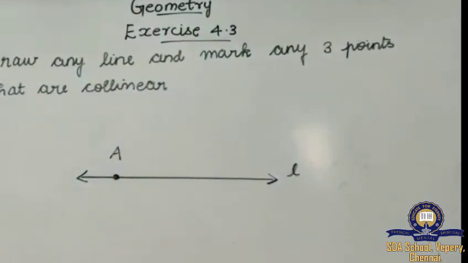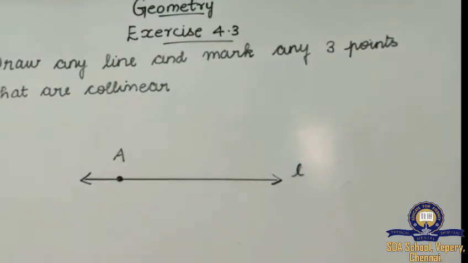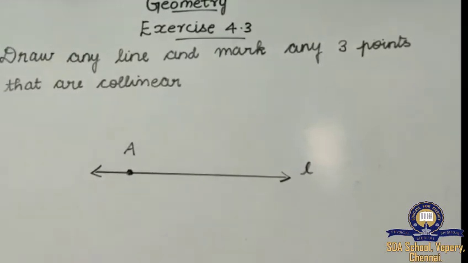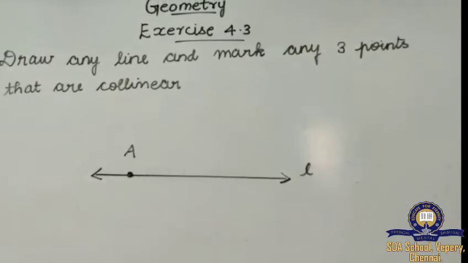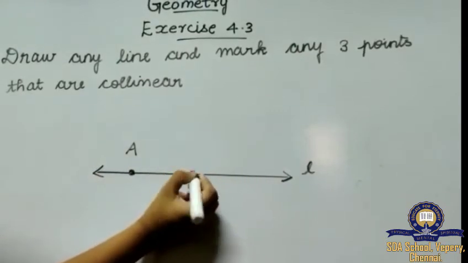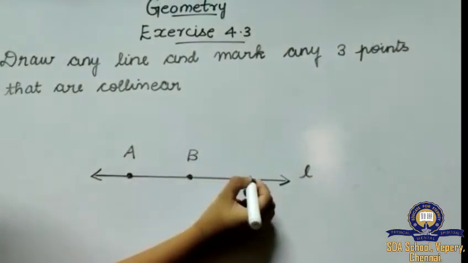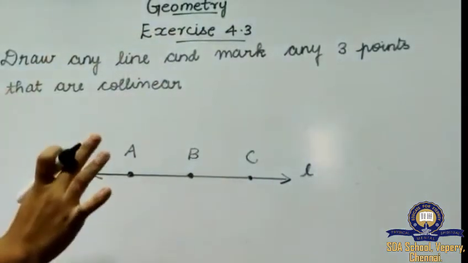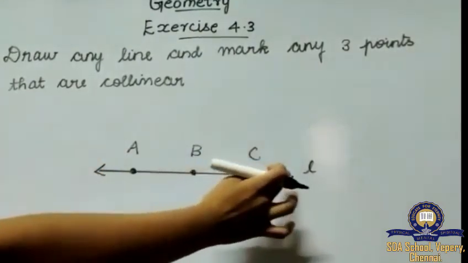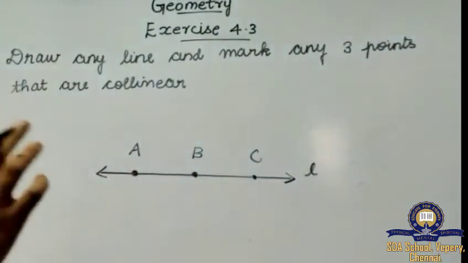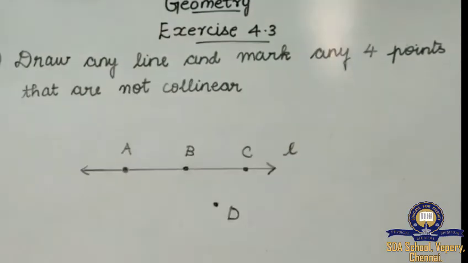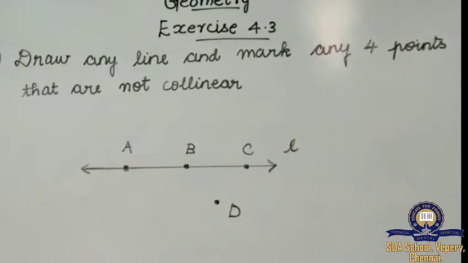We know what collinear points are. When 3 or more points lie on the same line, they are said to be collinear points, okay? So first I have marked A, followed by B and then C, okay? Since they are asking only 3 points, I have marked 3 points. So all these 3 points lie on the same line, so such points are called collinear points. Got it, students?